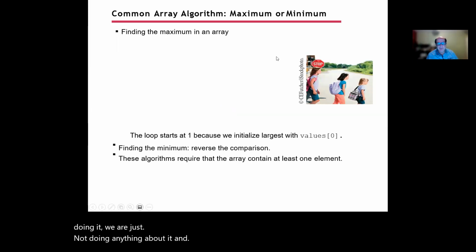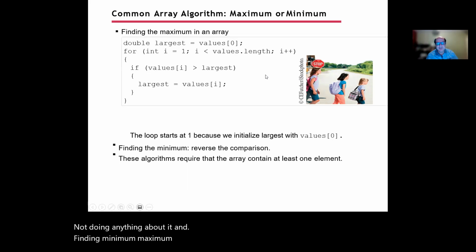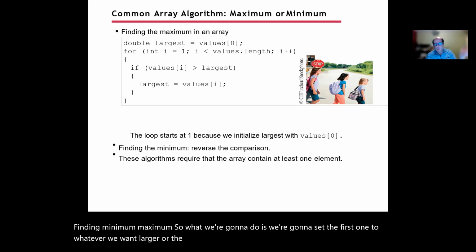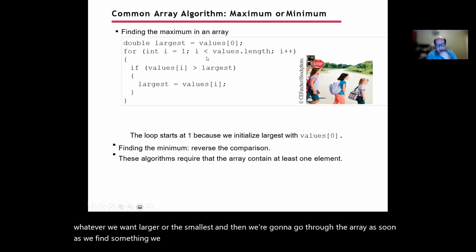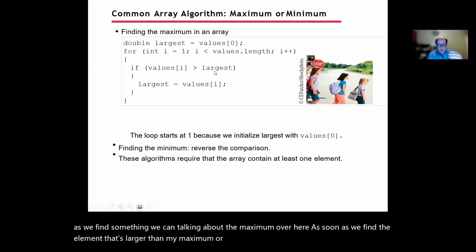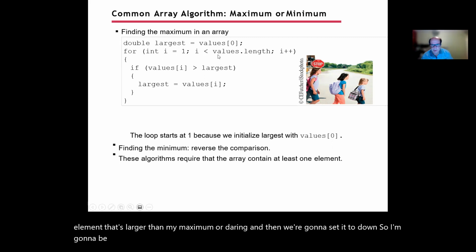Finding minimum and maximum. What we're going to do is set the first one to whatever we want, largest or smallest, and then go through the array. As soon as we find an element that's larger than my maximum, or the other way around for the minimum, we set it to that one. So I'm going to be looking through the whole array. Remember, I'm going through the whole length.